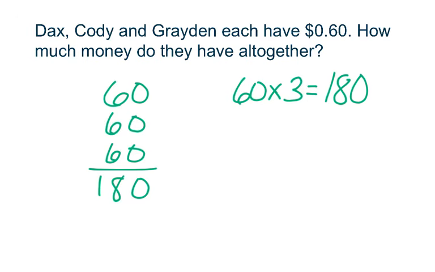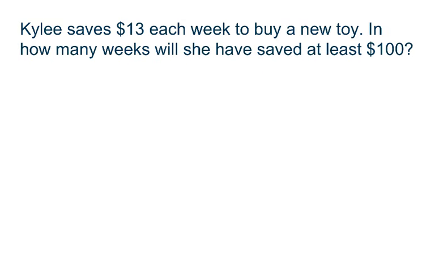I then need to rewrite this as a decimal. Well, there are 100 cents in a dollar, so my decimal point would go right there, after two place values. So how much money do they have all together? They have $1.80, or 180 cents.